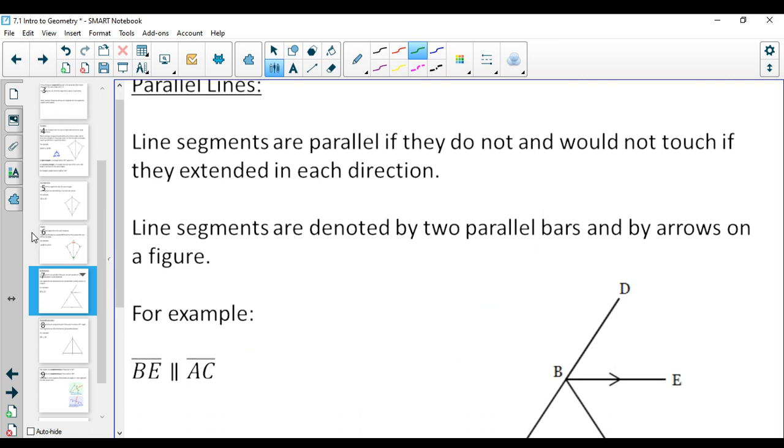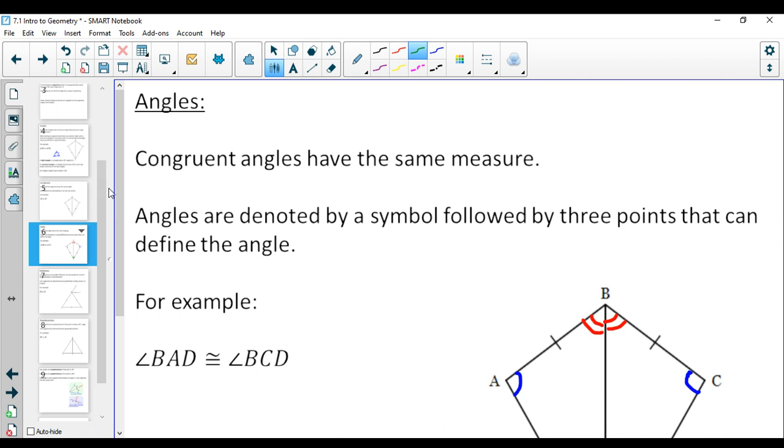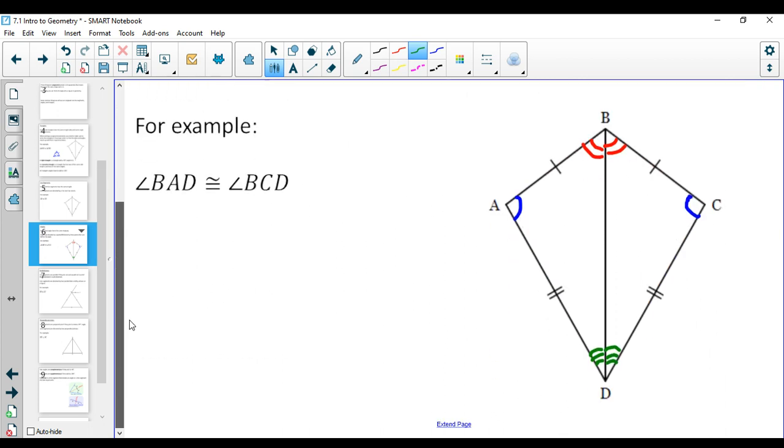And to show in symbols that two line segments are parallel, you do these two little bars here, which we put the symbols up there. So what this says, oh, and I should go back to this real quick.